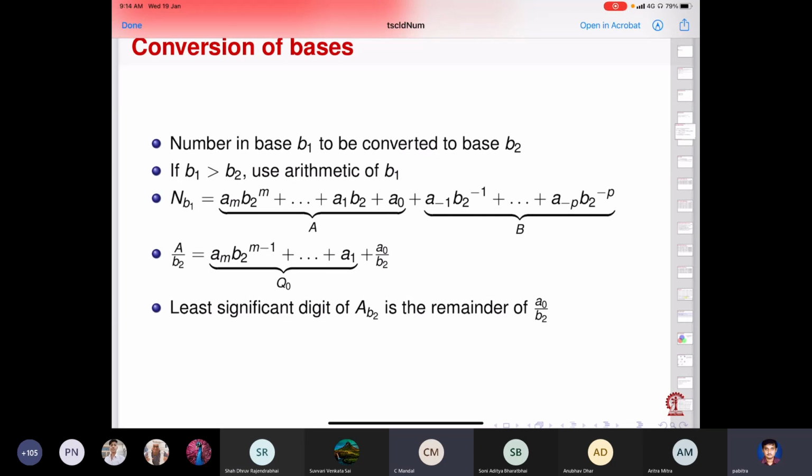Just a minute. The fundamental question is: does this identity hold? A by B2, in base B1, does it equal Q naught plus A naught in base B2? That's the question. Does this identity hold in base B2? Yeah, it should be the same because of the reason that A naught is less than B2.